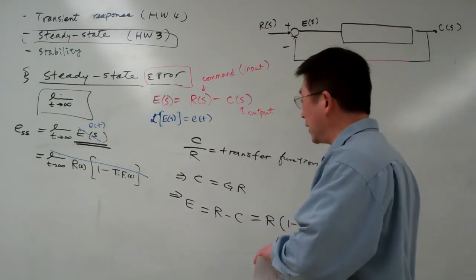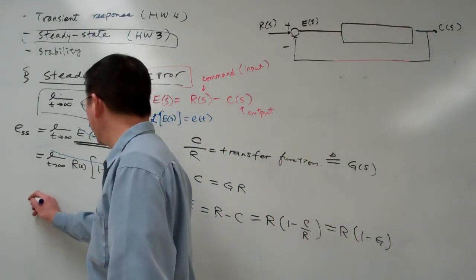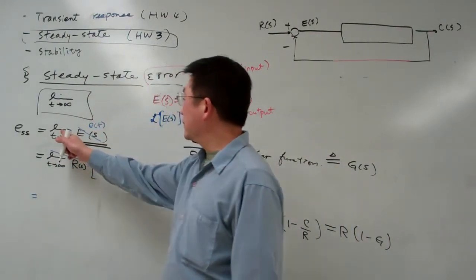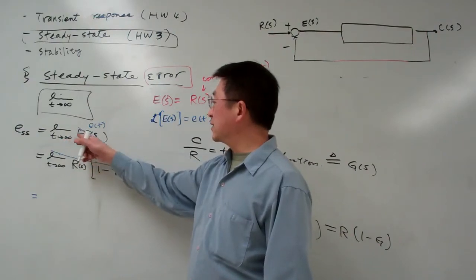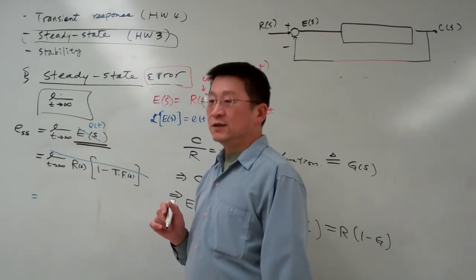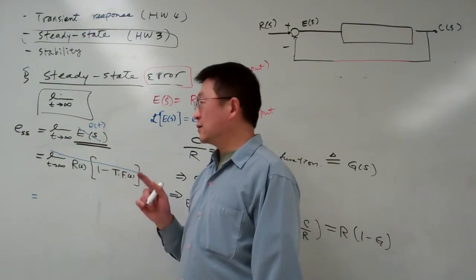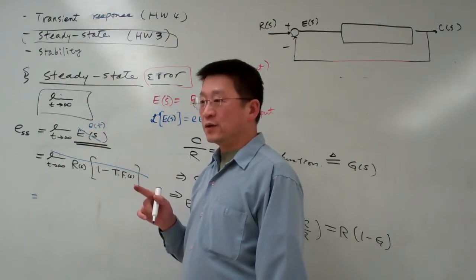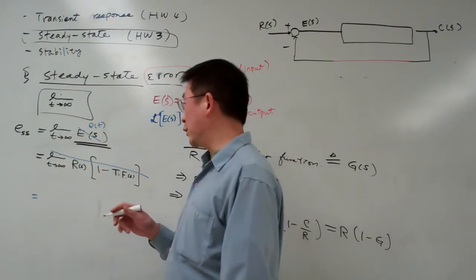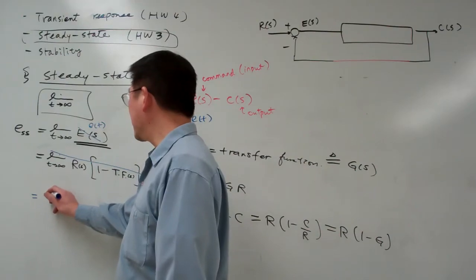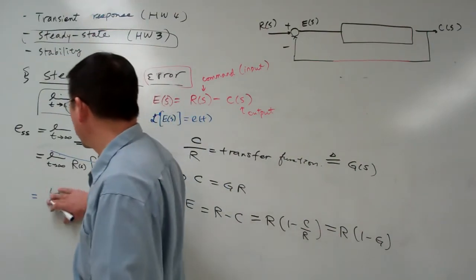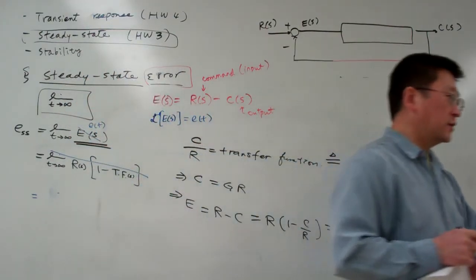So continue on this. This is the limit as time approaches infinity of E of t. And this value, if you remember our Laplace transform table, is basically equal to... do you have that table with you?